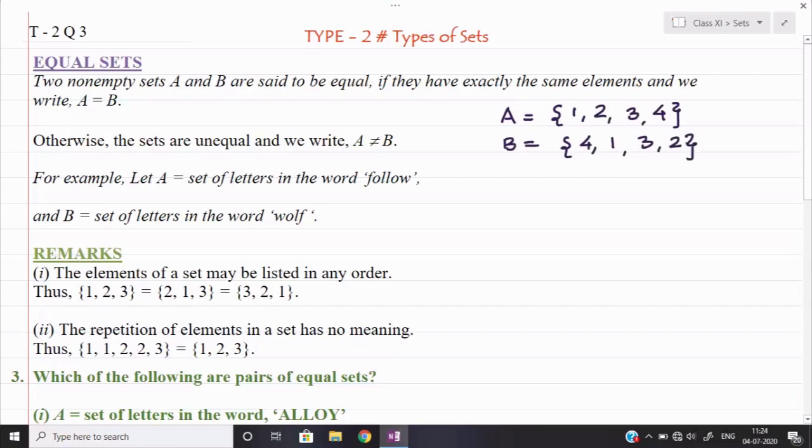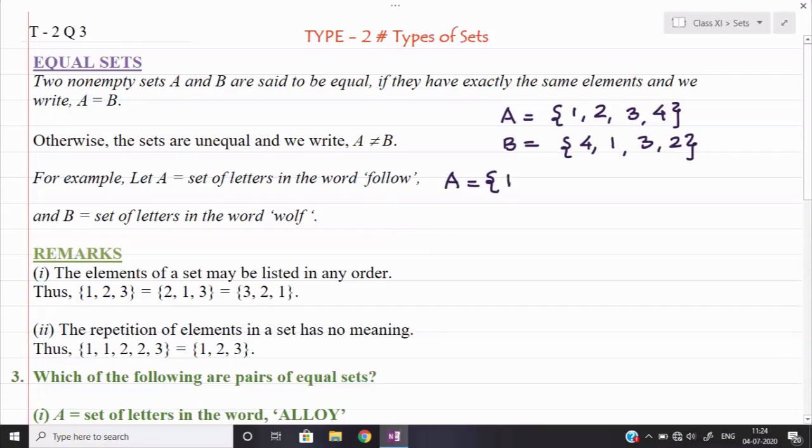So observe, A and B have the same elements but their orders are different. So here order doesn't matter. They can appear in a different order, but if set A and B contain exactly the same elements and the number of elements is also the same, we can say they are equal sets. One example is given along with the definition. See, they are saying A is equal to the set of the letters in the word follow. So suppose I write down the value of A from here, okay, so what can be the value of A? I will write down all the letters from the word follow, but I will not repeat the letters.